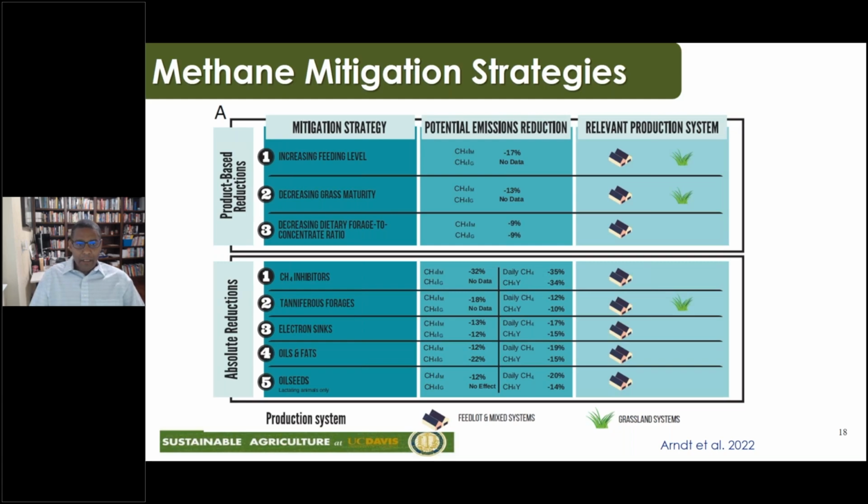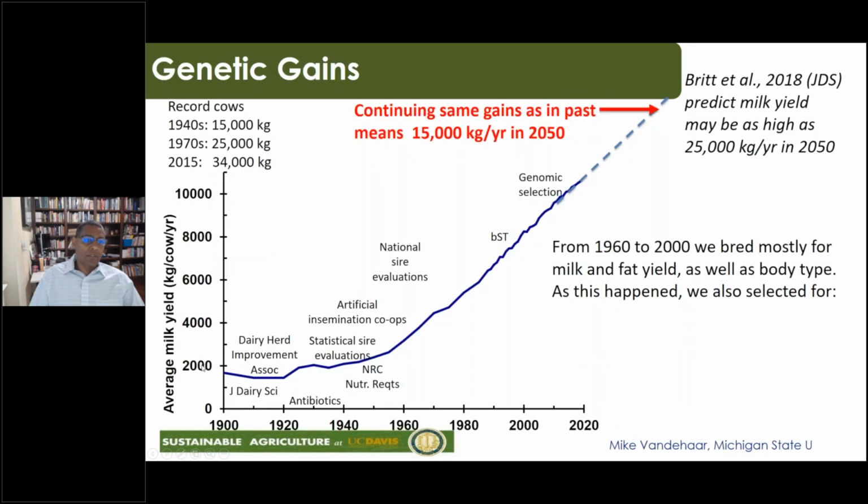These are reductions in the absolute amount of methane, so that's grams per day or grams per kilogram of intake. The ones that work really well with the intensity-based are increasing the feeding level. This is mostly in low-income countries where there's a lot of room to increase the amount of energy provided to the animals, and then you reduce emissions per kilogram of product. For grazing conditions, looking at grass maturity and the nutrient profile of grass would also help reduce emissions. Looking at the dietary forage to concentrate ratio would also help. This is mostly product-based, while for absolute reductions we have inhibitors, secondary plant compounds, electron sinks, and oils and fats. I will go through some of those mitigation strategies in more detail than others, but let's start with the product-based solutions.